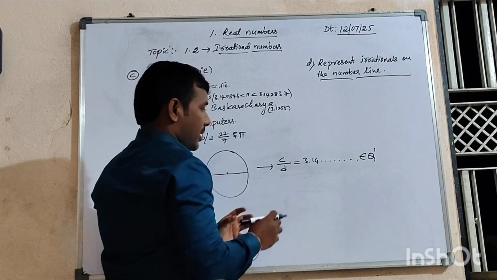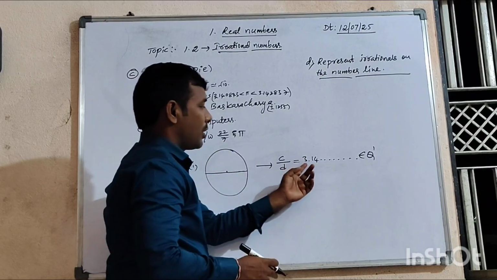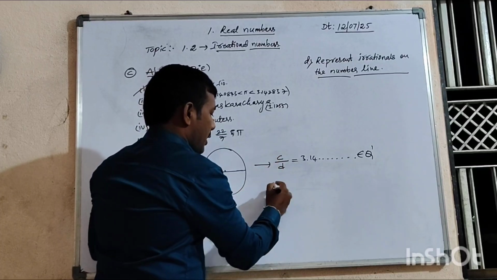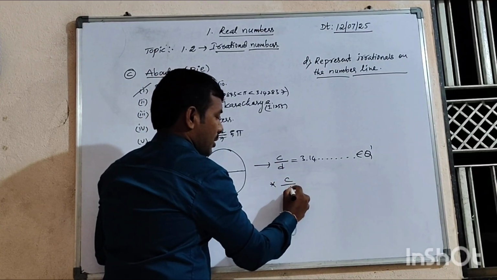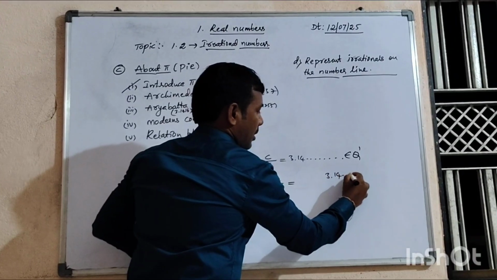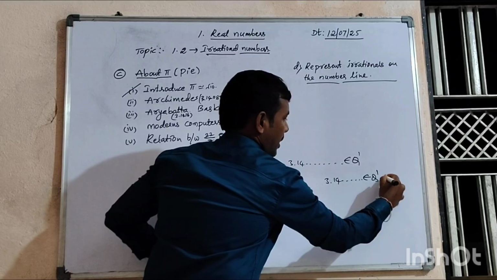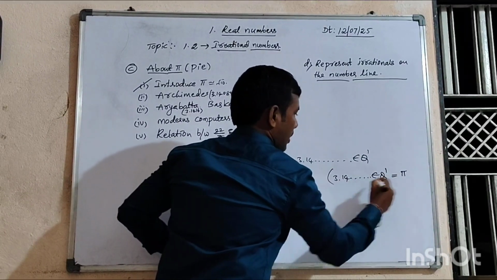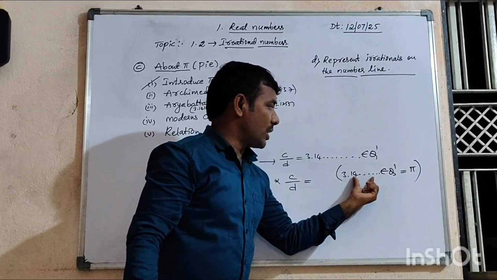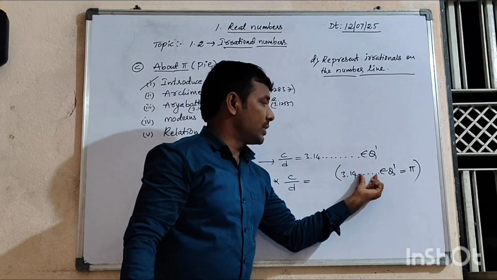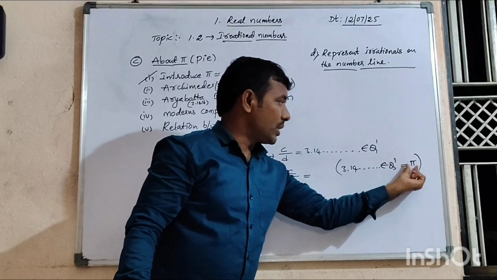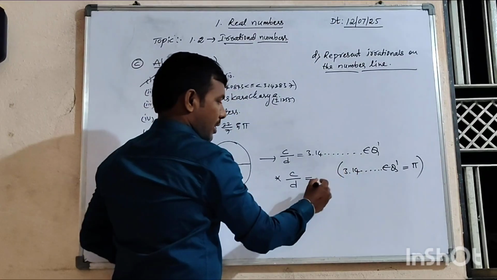So our mathematicians concluded that in every situation they got 3.14... approximately. Very important thing, they treated C by D is equal to, instead of this figure 3.14..., which is called an irrational number, they treated this figure as pi. This figure is a constant, a non-terminating, non-repeating decimal, an irrational number, and they treated it as one symbol, that is pi. So instead of the figure, can I take pi?